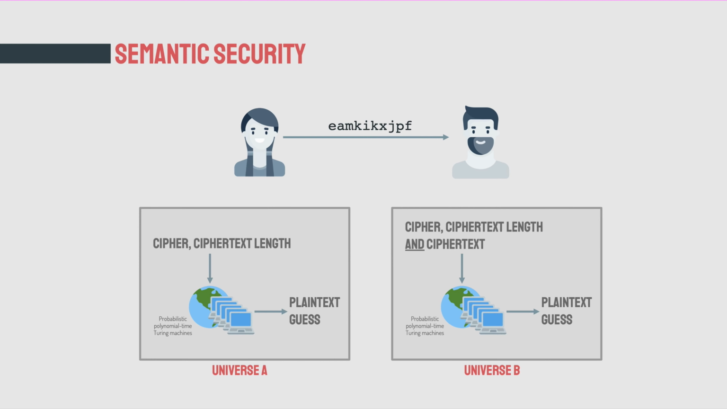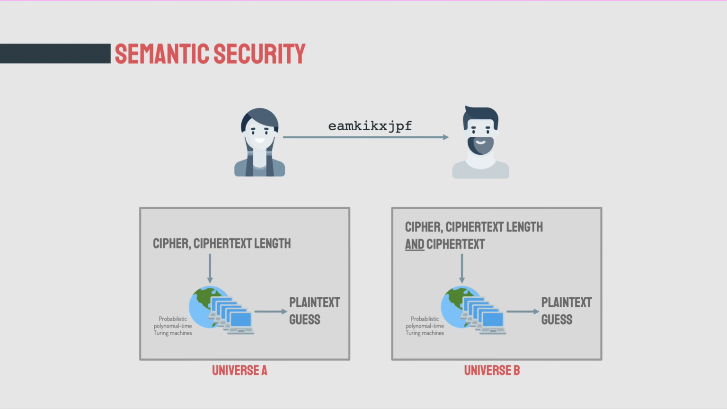This leads us to an important security concept called semantic security. Here's how it works. Imagine Alice and Bob are communicating in two different universes. Now imagine in both universes, all the computers in the world are trying to recover some information about the plaintext. Now imagine Kerckhoff's principle applies in both universes. That means that in both universes, these computers receive information about which cipher was used and even how long the ciphertext was. But in universe A, that's all these computers get.